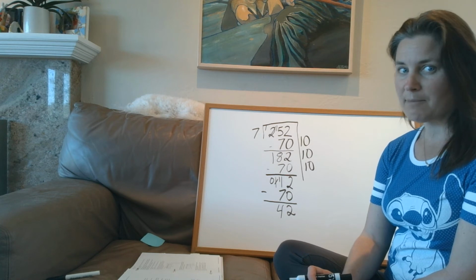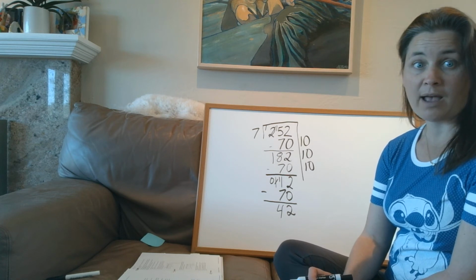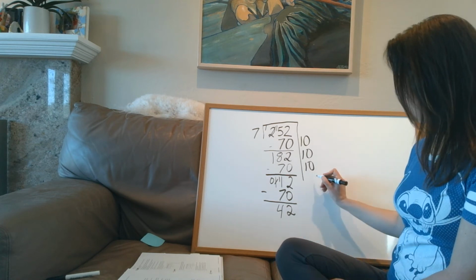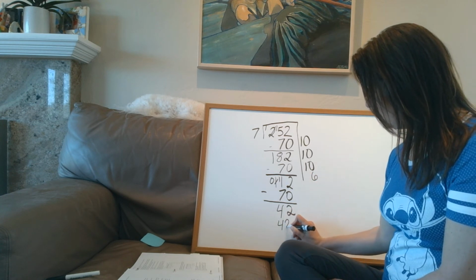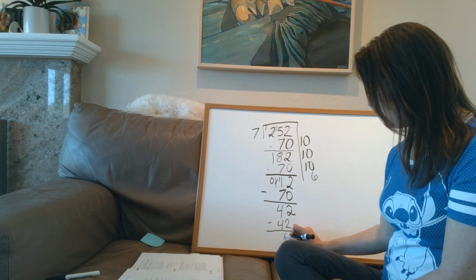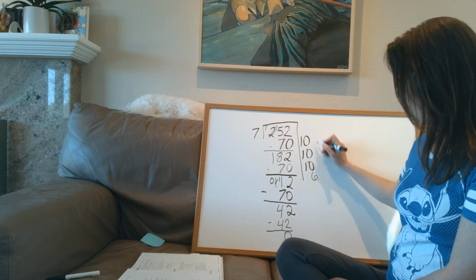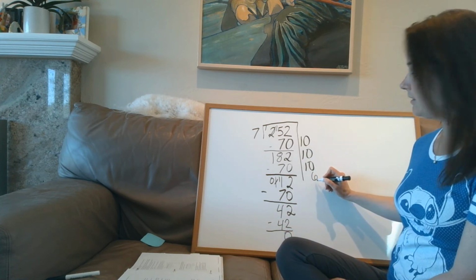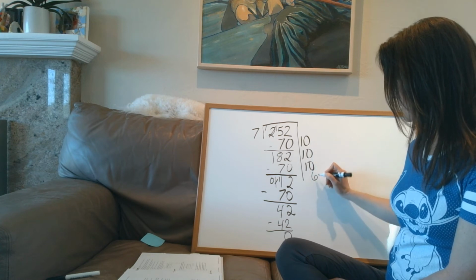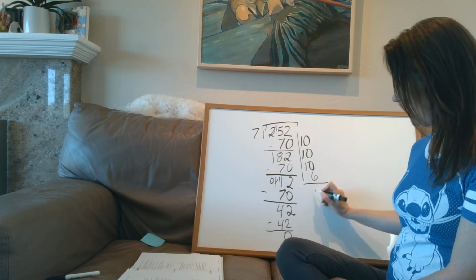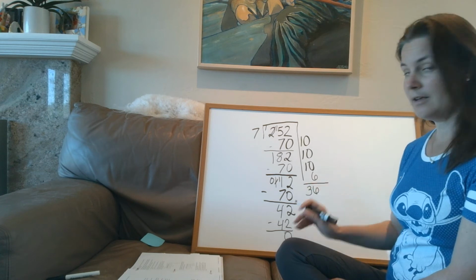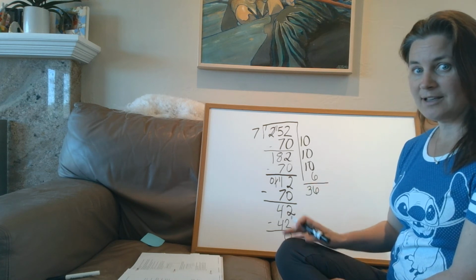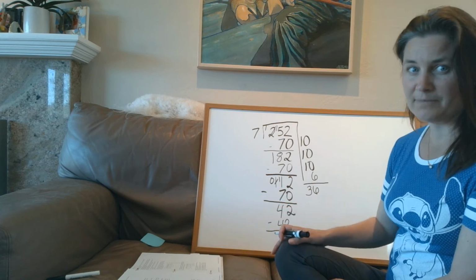And you might have that math fact already in your mind. 7 times 6 is 42. And now that we're at 0, we now come back up here and we are going to add these together. 10 plus 10 plus 10 plus 6. And our answer should be 36. This is the partial quotient way.